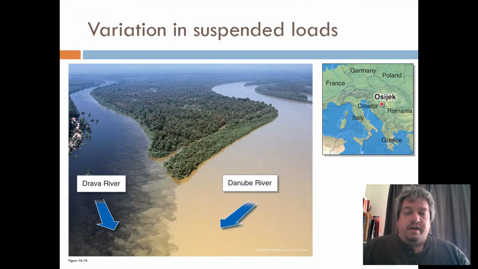Now, different waters, based on where they're flowing from, can have different suspended loads. You can see right here these two rivers, the Drava and the Danube, meet. But the Danube flows through an area where there's a lot more fine-grained sediment in the dirt, so it's much more brown looking, whereas the Drava is not. And you can see this mixture right here.